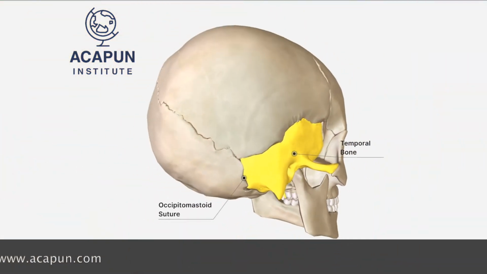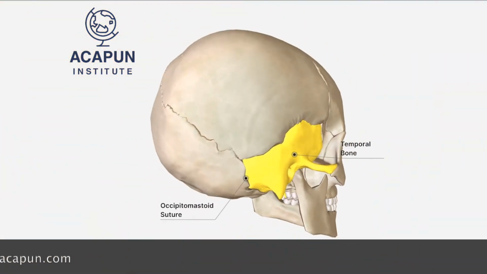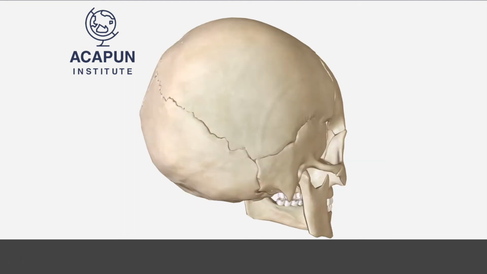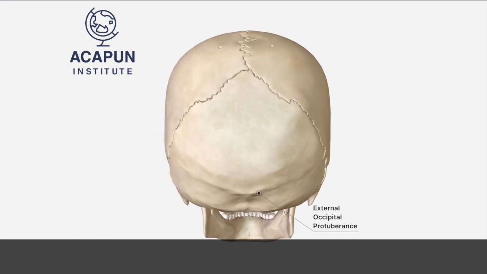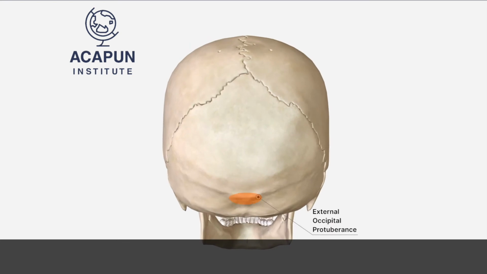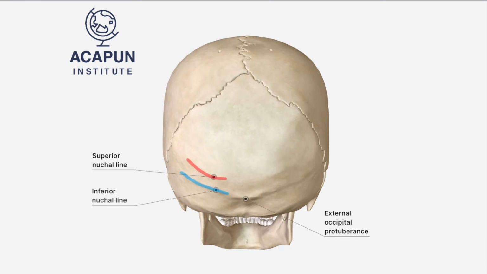As well as the articulation with the parietal bones, the occipital bone articulates with the temporal bone anteriorly at the occipitomastoid suture. Looking posteriorly at the squamous part of the occipital bone, there are a few key landmarks to note. The first is the external occipital protuberance in the midline. The most prominent point of this is known as inion. Extending either side from the external occipital protuberance are the superior and inferior nuchal lines.